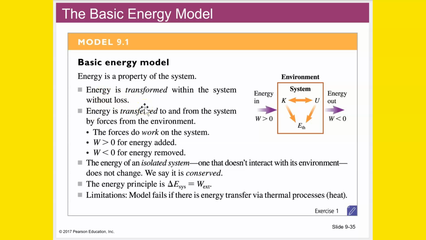All right, here's a basic energy model. Notice we don't have chemical energy in here because we're not going to talk about that much in this class. That's for a different class. So the types of energy inside of the system are kinetic, potential, and thermal. And again, energy going into the system, that is work being done on the system by the environment. That's a positive value for work. Out here, this is work being done by the system on the environment.